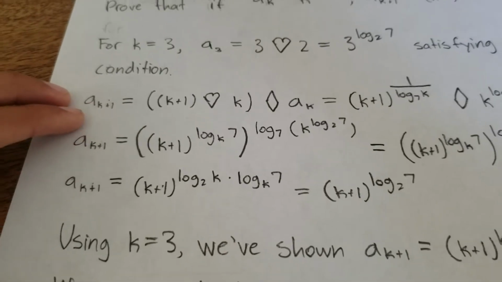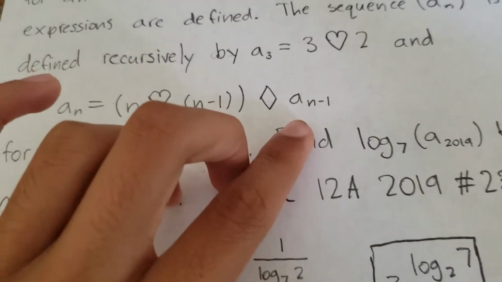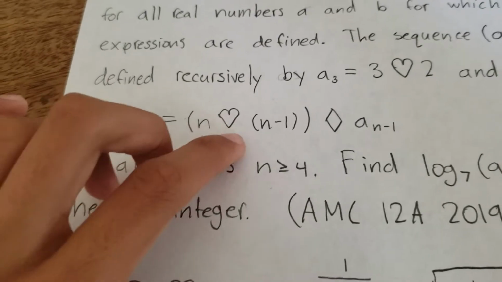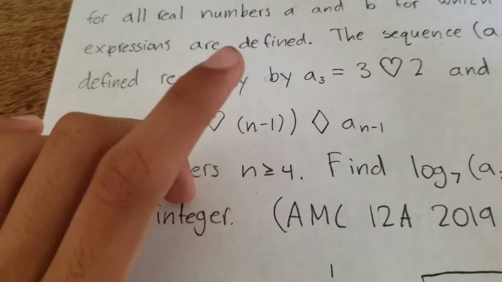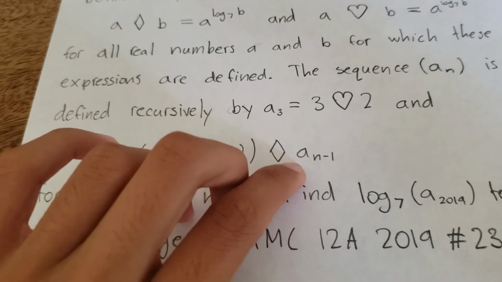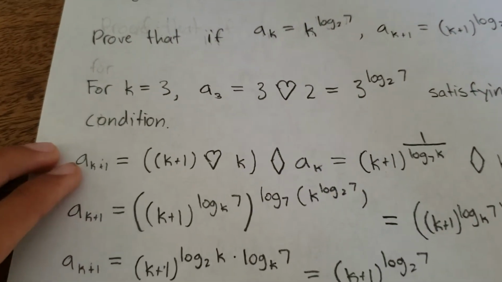Alright, so a sub k plus 1, using the formula we had before, a sub n is n heart n minus 1, diamond a sub n minus 1. So a sub k plus 1 is k plus 1 heart k plus 1 minus 1, which is just k, diamond a sub k plus 1 minus 1, which is just a sub k. Alright, so let's simplify this over here.